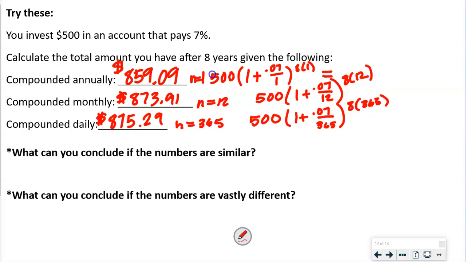So then it says, what can you conclude if the numbers are similar? Well, obviously, there's not a big difference between monthly and daily, is there? What you really should notice here is that the more frequently something's compounded, like when it's compounded daily, we earn more money, but if we're borrowing money, we spend more money, okay? So, if you're trying to earn interest, then compounded daily is great. If you're paying for interest, then compounded annually is great.